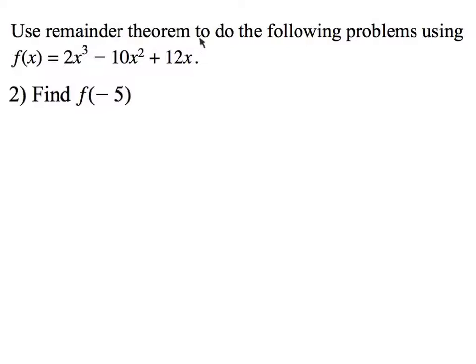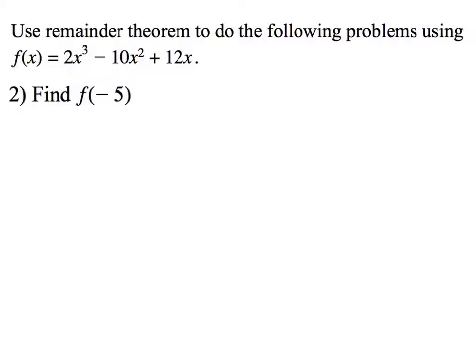All right, we're going to use remainder theorem to find f of negative 5. Here's f. So what does it mean? Well, to find f of negative 5, what you're basically doing is dividing by x plus 5, and the remainder is the value. It's kind of weird. But basically, to find f of negative 5, you could put negative 5 here and here and crunch it.